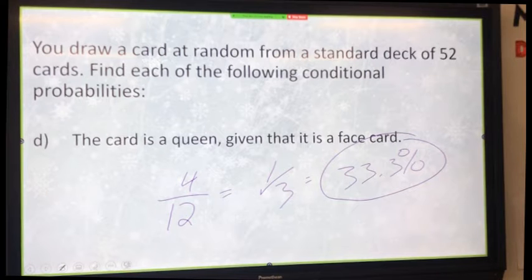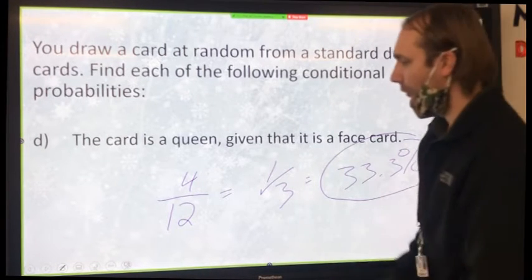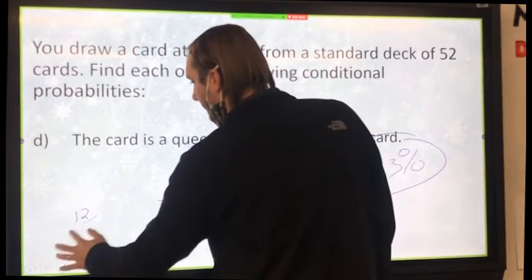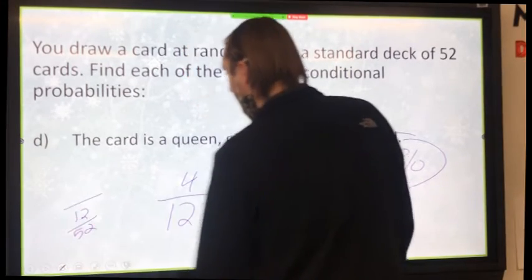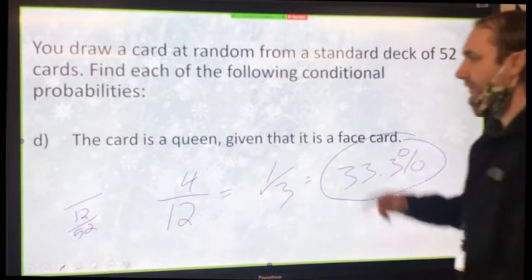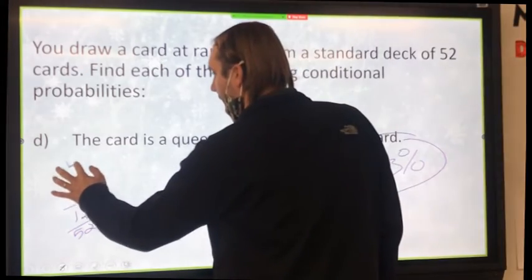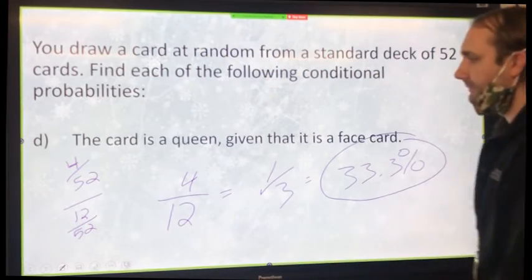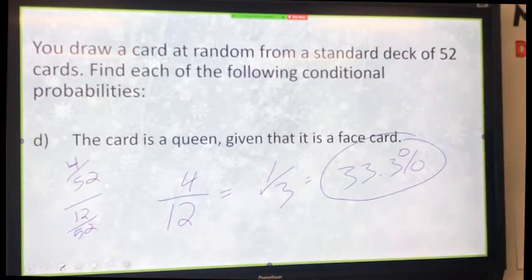33% chance. Again, if you were to use a formula, what you would do is, how many face cards? You have 12 out of 52. How many queens do you have out of the deck? You have 4 out of 52. Again, these fractions will cancel and give you 4 over 12.